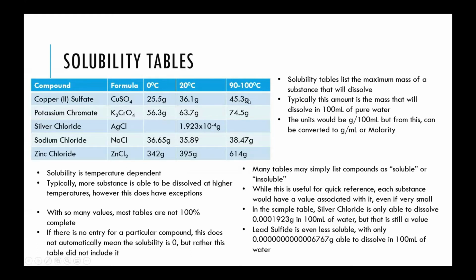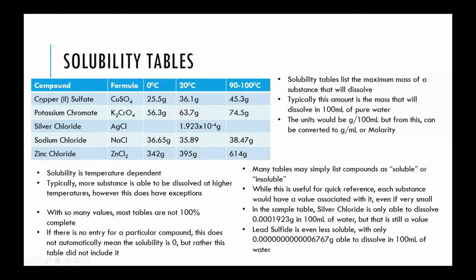So a solubility table may have a couple of different values for the same compound because these are the solubility values at different temperatures. The units on a solubility table are how much material is able to be dissolved in water. And most of the time, it should be listed on the table that this is the amount of solid that is able to be dissolved in 100 milliliters of water.